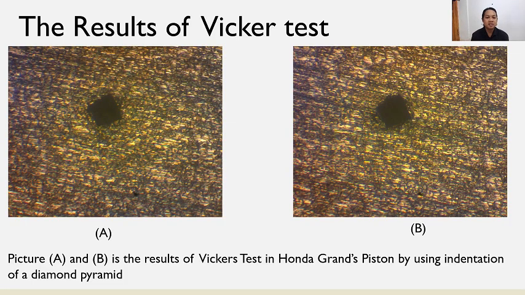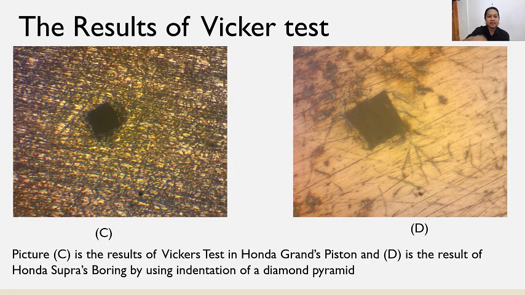These are the results of the Vickers test. In picture A and picture B, we have the results of the Vickers test in the Honda Grand's piston by using the indentation of a diamond pyramid. Picture C is the result of the Vickers test in the Honda Grand's piston, and picture D is the result of the Vickers test in the Honda Supra's boring, using the indentation of a diamond pyramid.